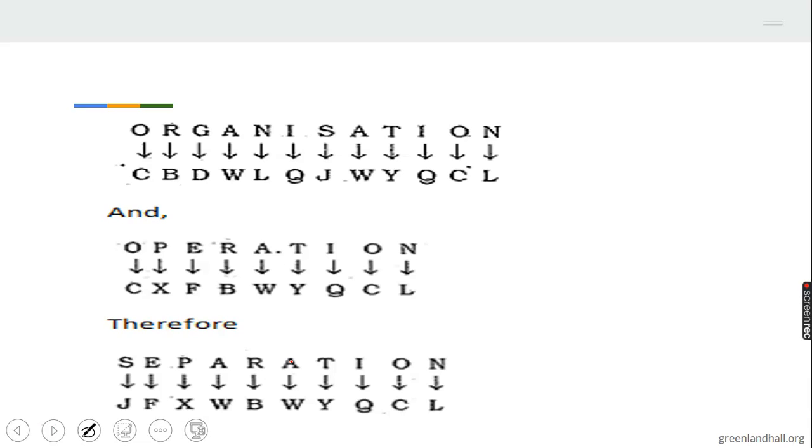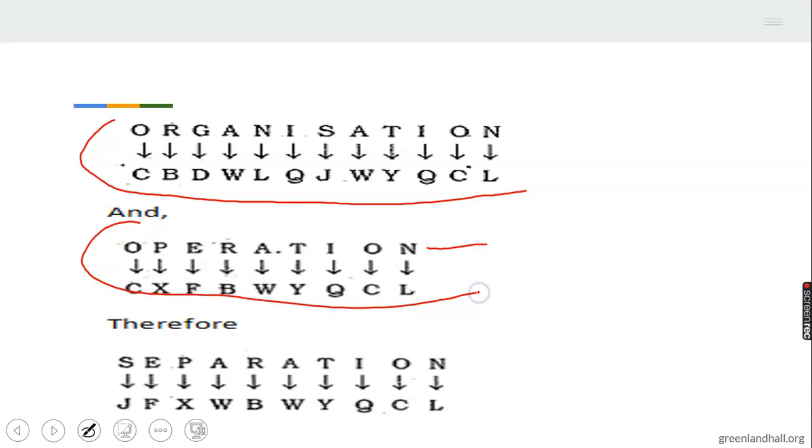Look at this one. Organization means these letters. Can you see the letters under? Can you see them? Then look at this one. Operation means these letters too. Can you see them? Now you are given this word, separation. You are the one that will check very well. See the word separation.